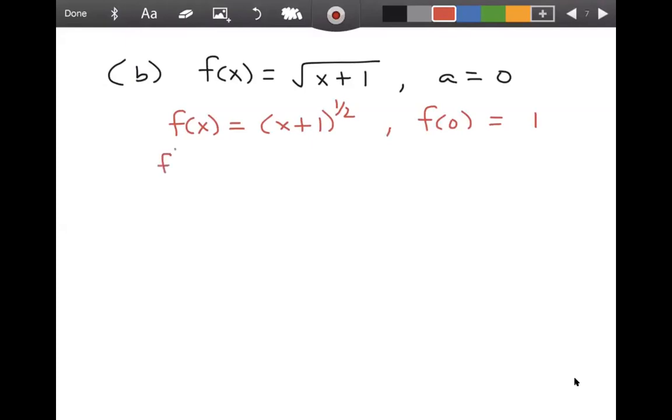So now we take the first derivative, and that's going to be 1/2 times (x plus 1) to the negative 1/2. And when you plug 0 into that, you get 1/2 times 1 to the negative 1/2, which is 1/2.